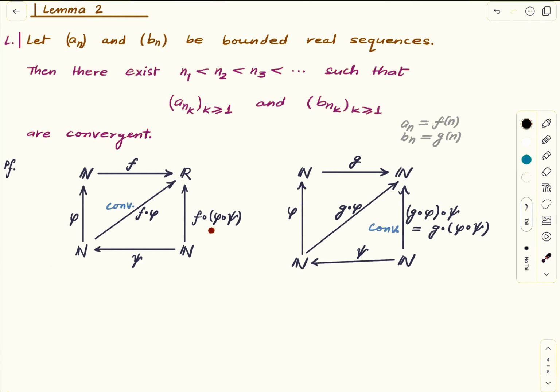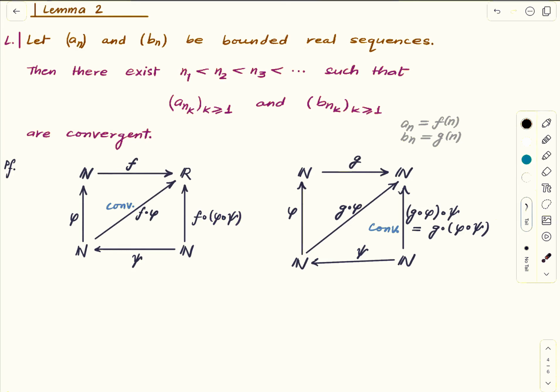So now look at this. We have a strictly increasing function from naturals to naturals, this chi in the diagram, which when composed with f yields a convergent subsequence both for f and g. It's the same function that appears. So if you just define n1 as the image of 1 under this function, n2 as the image of 2, n3 as the image of 3, you will see that both of these sequences are convergent.